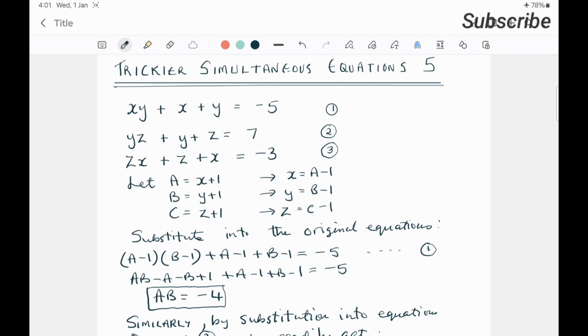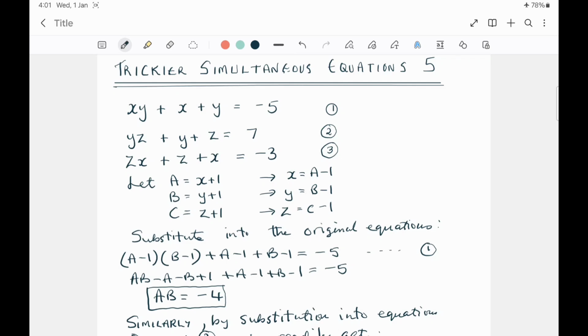We now embark on the fifth of our series of trickier simultaneous equations, and the equations are xy plus x plus y equals -5, yz plus y plus z equals 7, and zx plus z plus x is -3. Okay, now the ruse de guerre that we're going to use here is to replace x by a, where a is x plus 1, and likewise b, where b is y plus 1, and c is z plus 1.